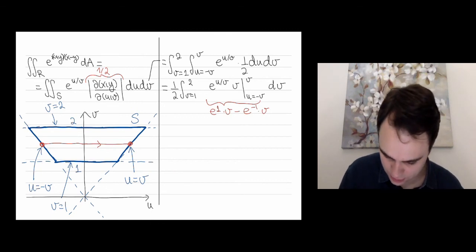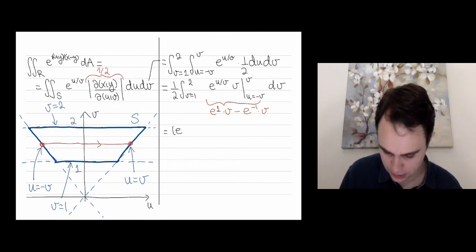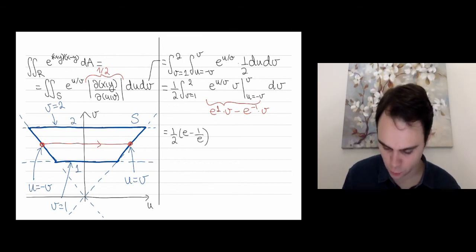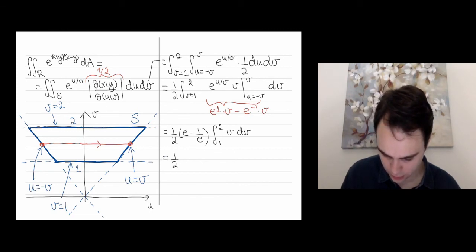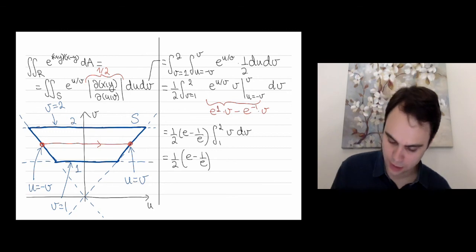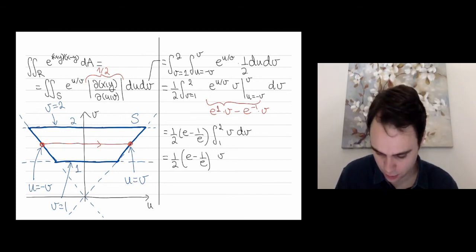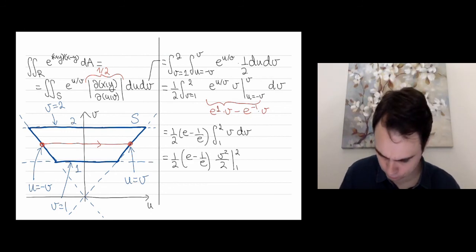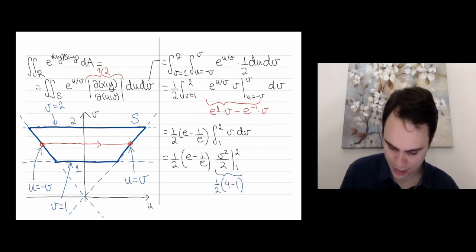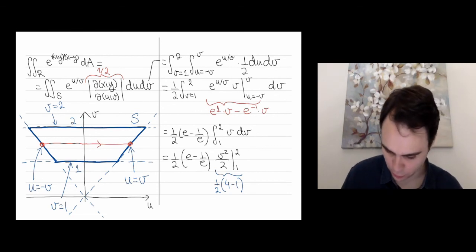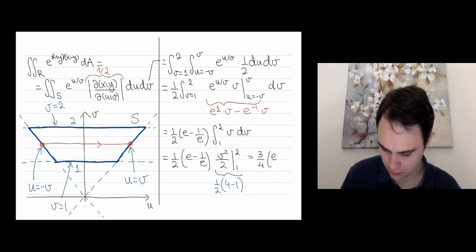So this whole integral is 1/2 of e minus e to the minus 1, that's 1 over e. Then the integral from 1 to 2 of v dv. So it's 1/2 of e minus 1 over e. The integral of v dv is just v squared over 2 between 1 and 2. That's 1/2 of 4 minus 1, that's 3/2. I had another half over here, so I get 3/4 of e minus 1 over e.